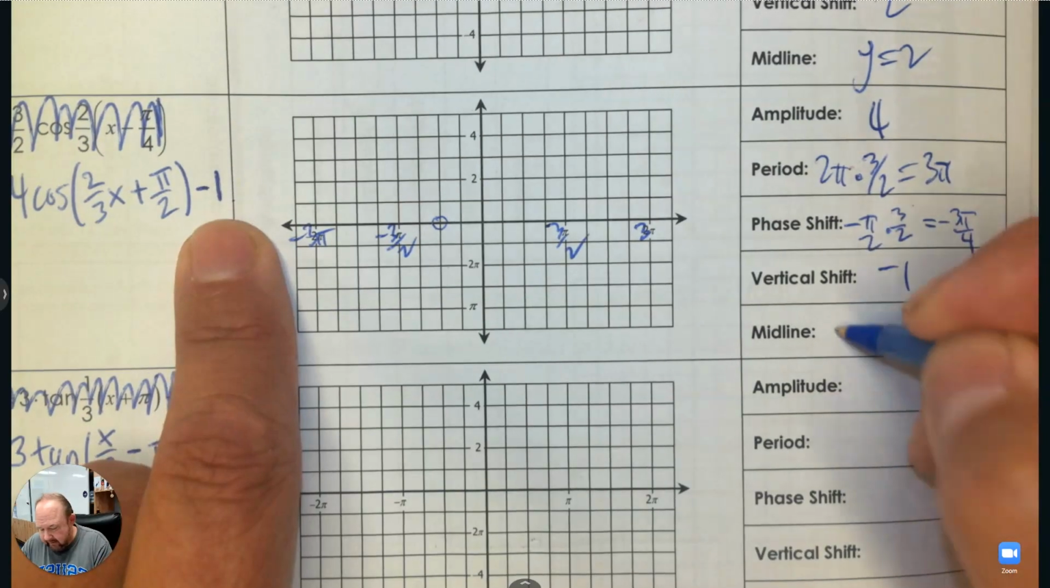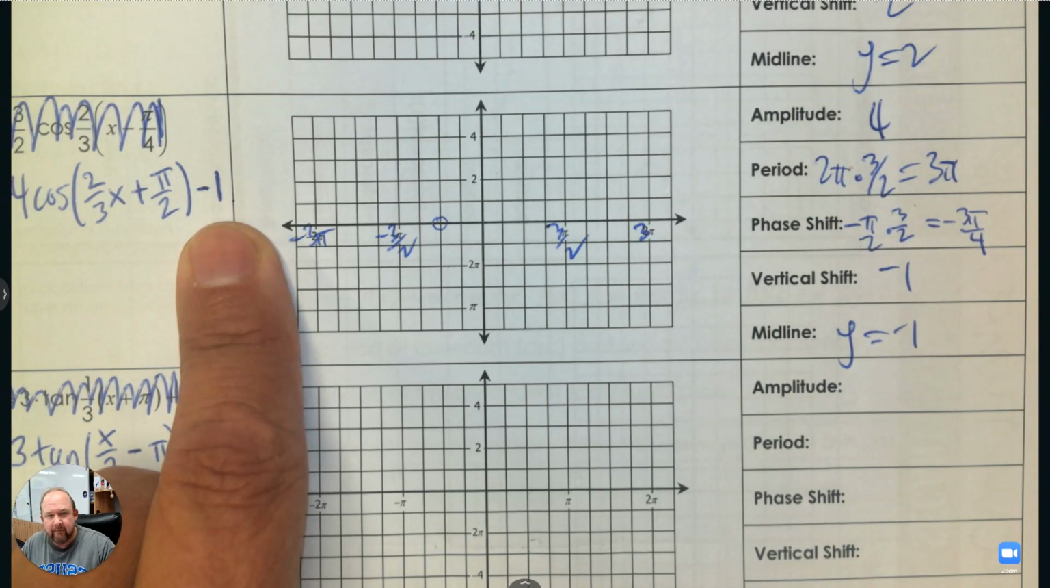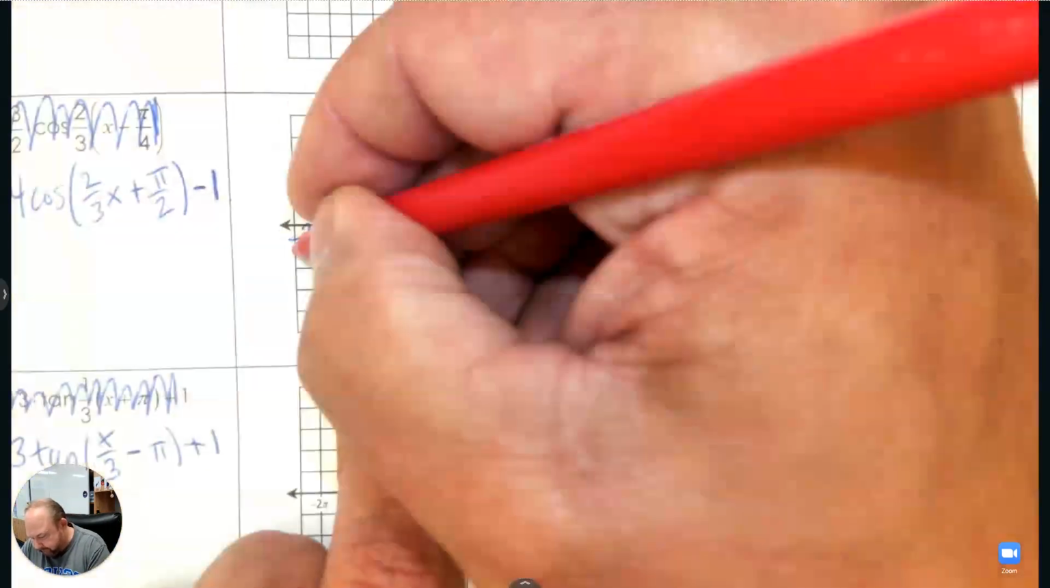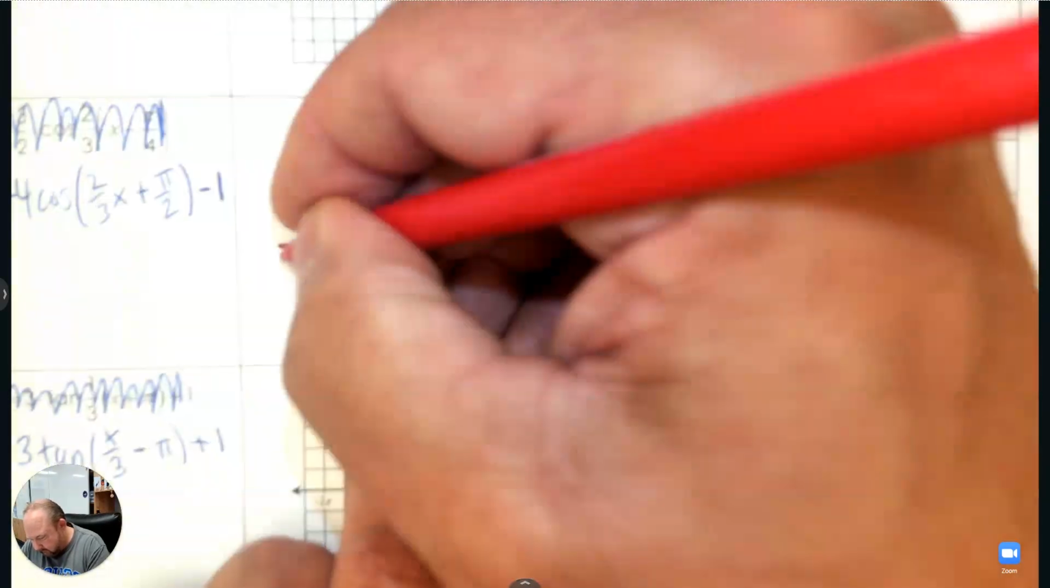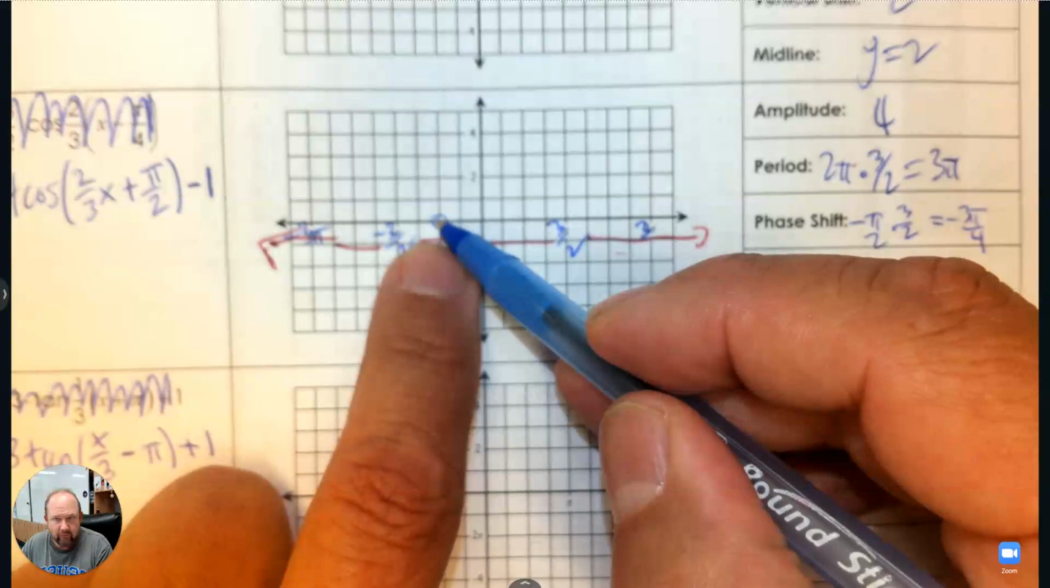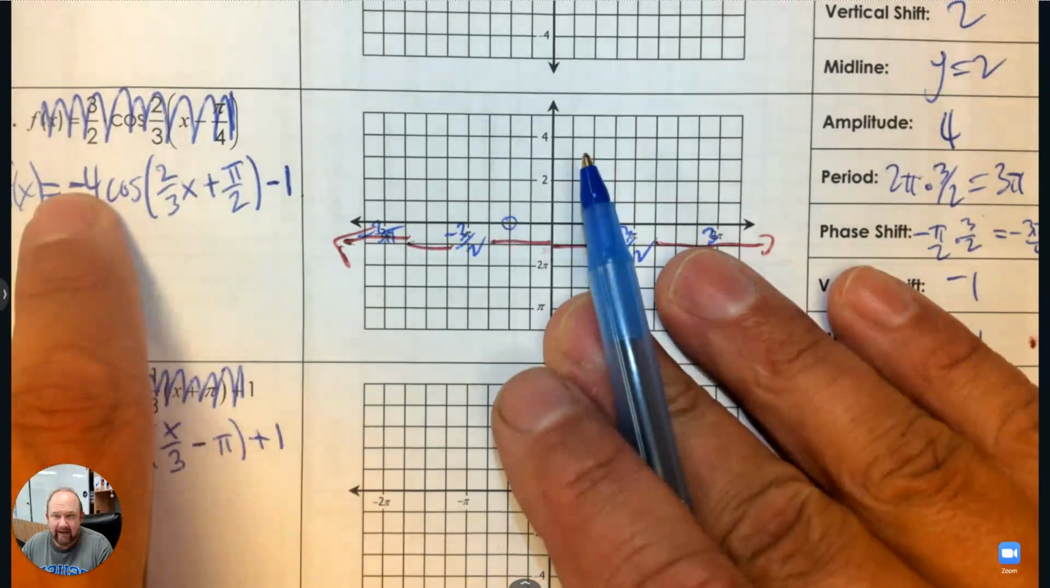The vertical shift is -1. That's where our midline is. So at -1, we have our midline. We go to our phase shift. I circled it. Cosine, it's negative.